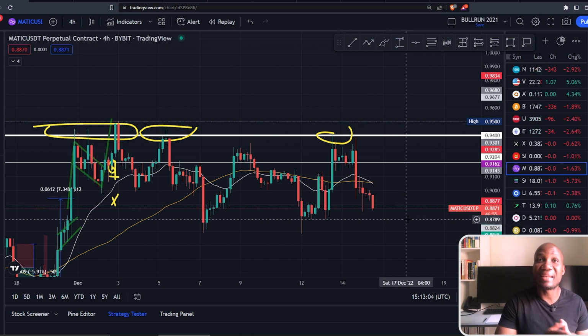ADA is not as volatile as other cryptocurrencies, but I like to trade it because a currency that is not too volatile is actually very predictable. I'll make a separate video about that.